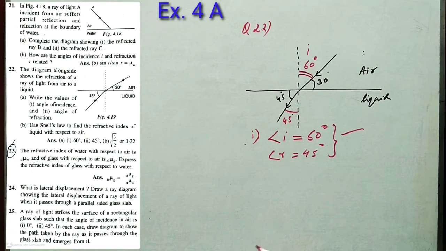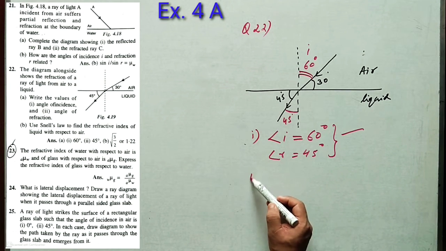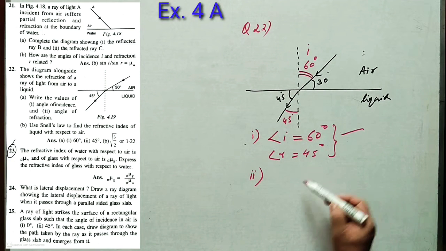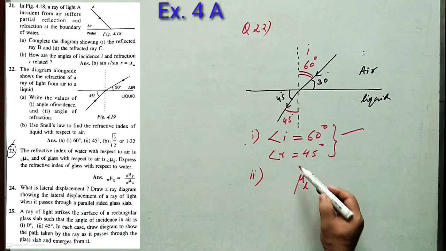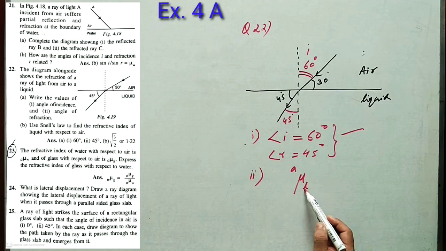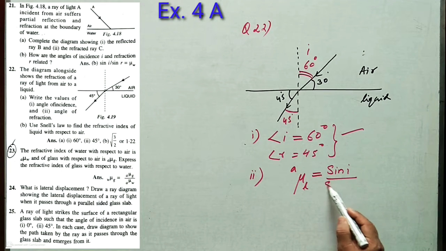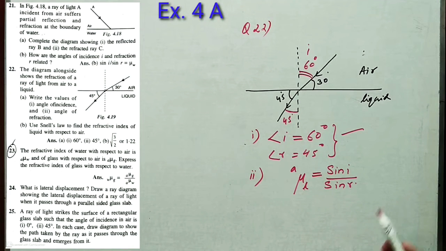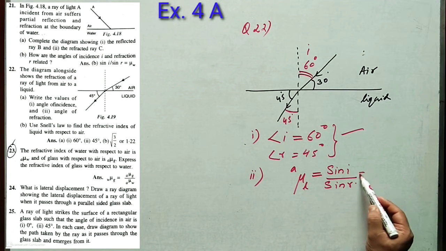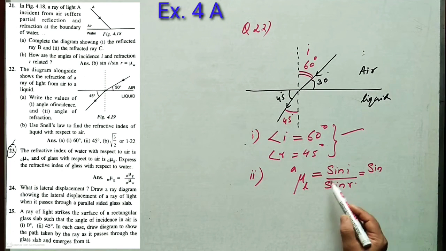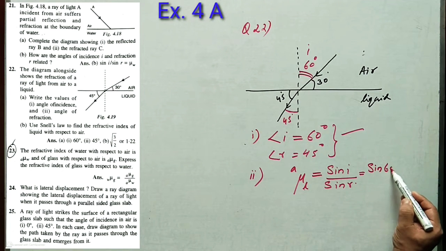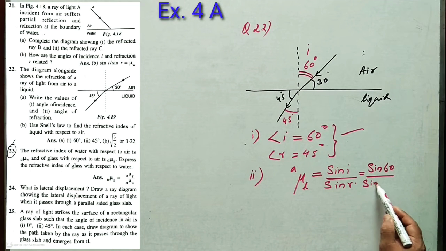What is the second part? Use Snell's law to find the refractive index of the liquid with respect to air. So in the second part, we have to find the refractive index of liquid L with respect to air. Alright. So what is Snell's law? Sine of angle of incidence to the sine of angle of refraction. So we have the value of the angle of incidence, 60: sine 60 divided by sine of the angle of refraction. What is the angle of refraction? 45.